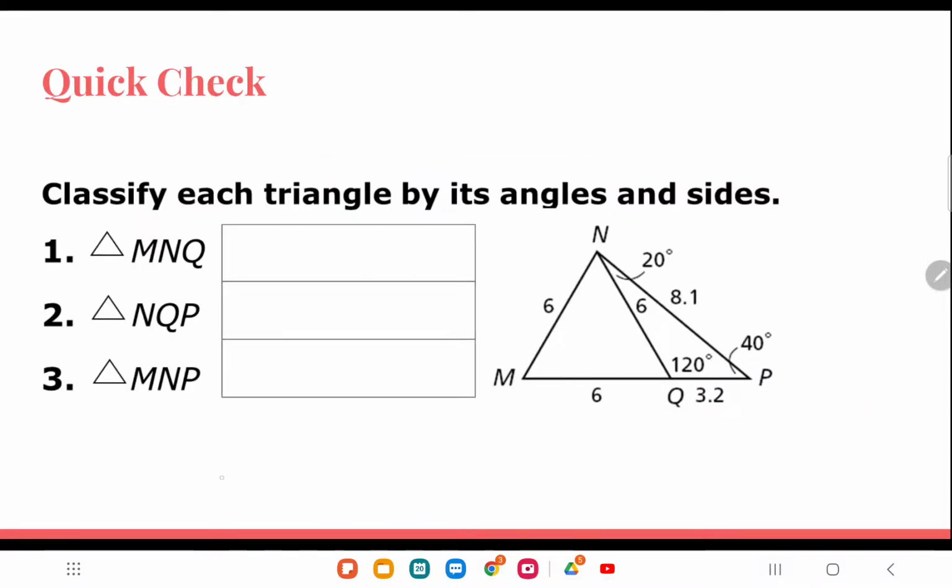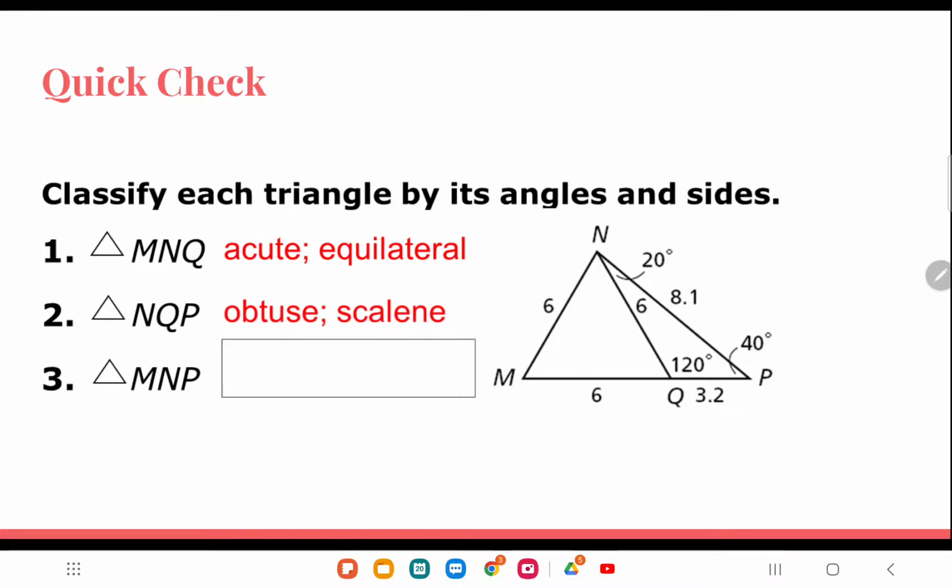So let's begin classifying each triangle by its angles and sides. We start off with triangle MNQ, which is acute and equilateral. Moving on, triangle NQP is obtuse and scalene. And finally, the large outside triangle here, MNP, is a scalene triangle, and we'll note that it is also an acute triangle.